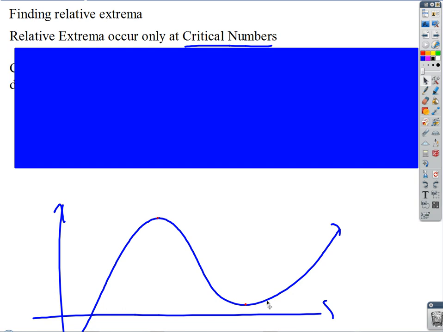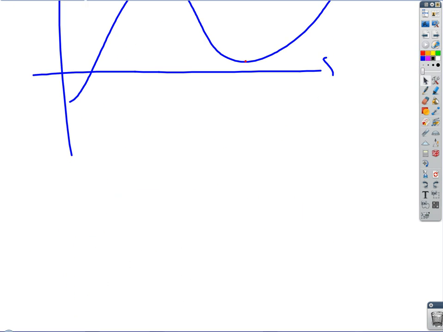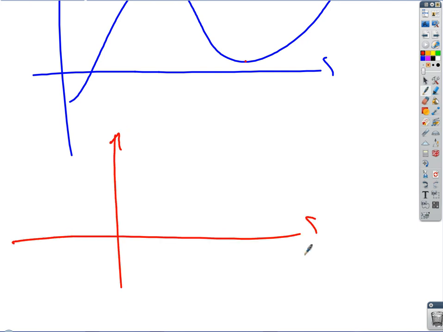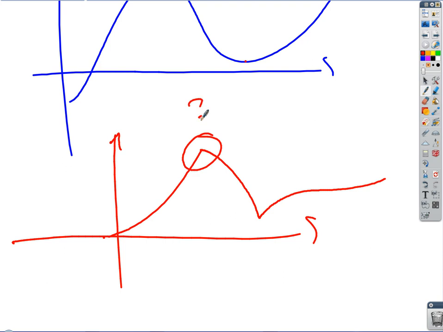Okay, now what about the case of a jagged peak or a jagged valley? Those are also peaks and valleys. How am I going to use the derivative to identify that one or that one? What's going on there? Can you tell me what's interesting about the derivative there?